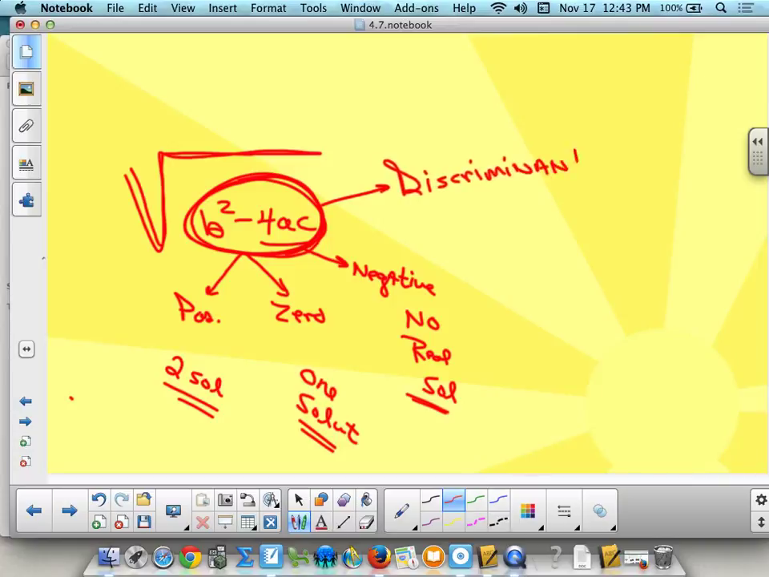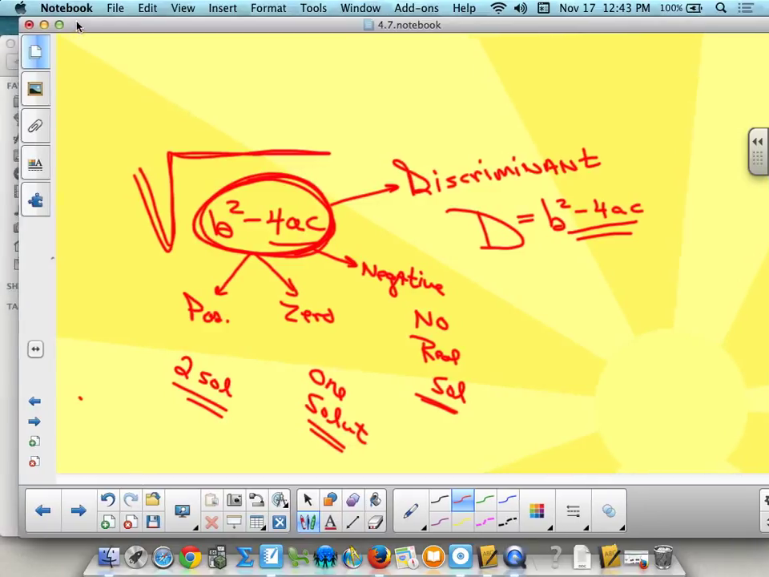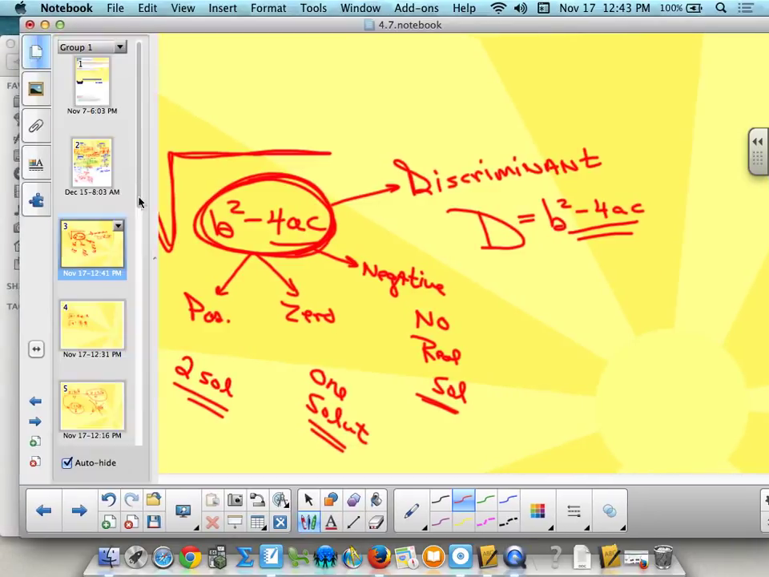Okay, now, the discriminant, to make it easy, I just go capital D. Capital D is the discriminant. Really, all it is is this number. Whatever b squared minus 4ac is, that's the discriminant. That's all it is.